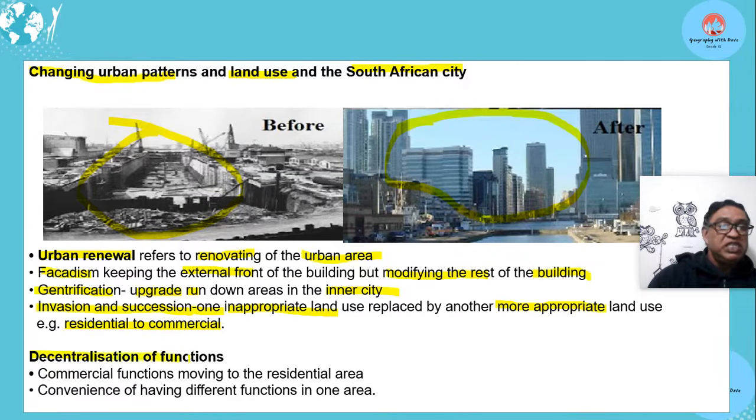We find also decentralization of functions are happening. Commercial functions are moving to residential areas. All right. You'll find now if you have to do certain things, you do not have to go to the CBD anymore. You go to your mall, you do your banking, you buy your clothing. I know many of you learners have got a lot of money. So it's all these top flight clothing shops and sports where you can do it in a mall. You don't have to go anywhere else. All right. So commercial functions are moving. Convenience of having different functions in one area.